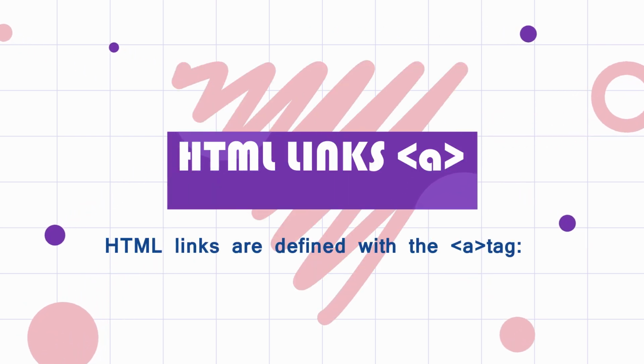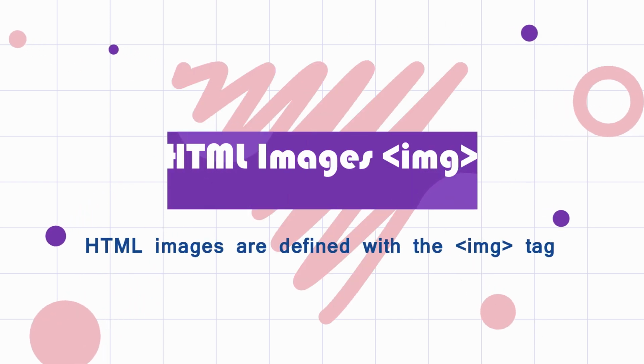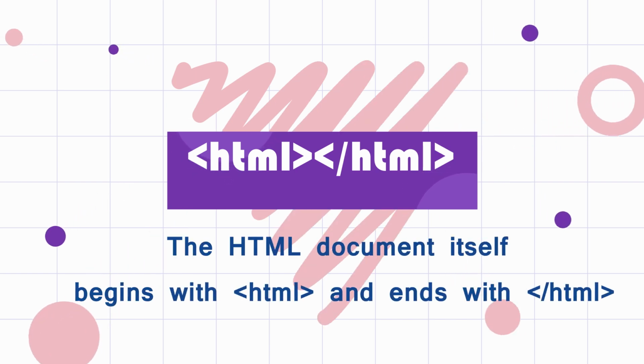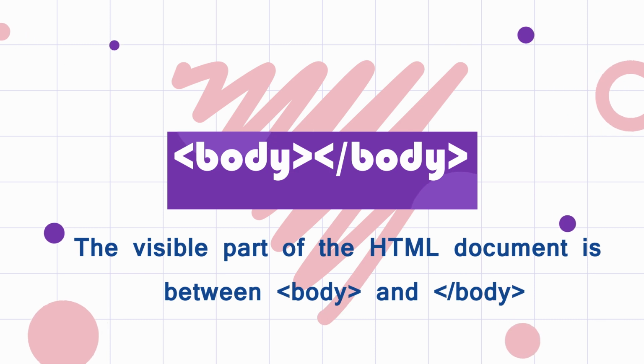HTML links. HTML links are defined with the A tag. HTML images are defined with the image tag. The HTML document itself begins with the HTML tag. The visible part of the HTML document is between the body tags.